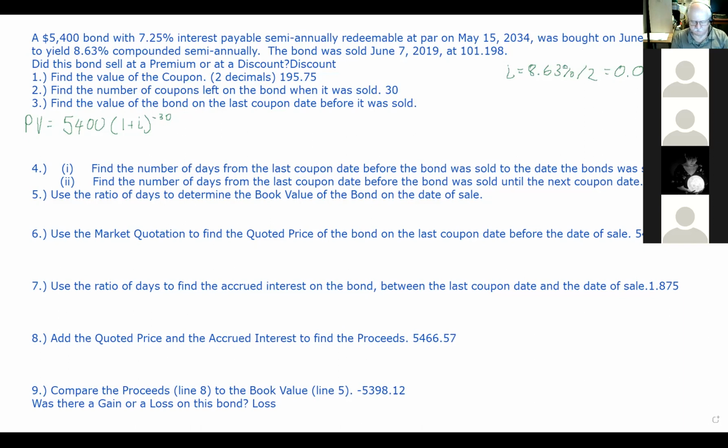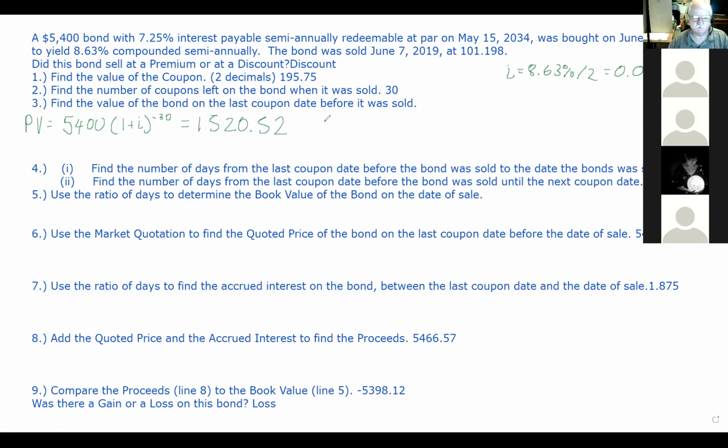So now we come over here, recall 1 plus i, y to the x, 30 negative, equals that times 5400 equals 1520.52. It didn't say how many decimals to go to, but I'm hoping we can go to 2 decimals.